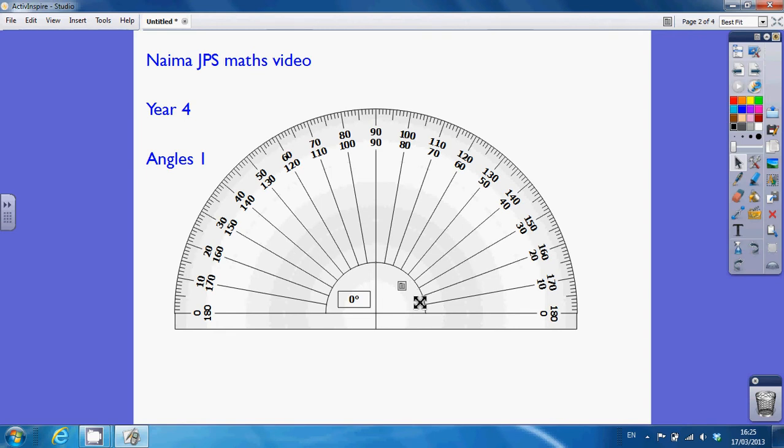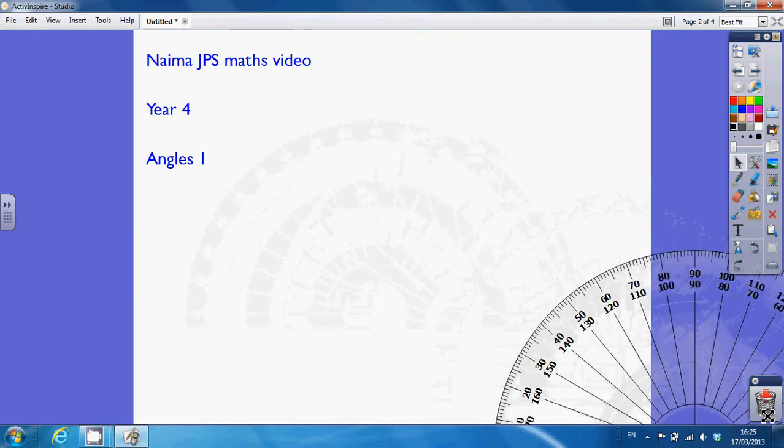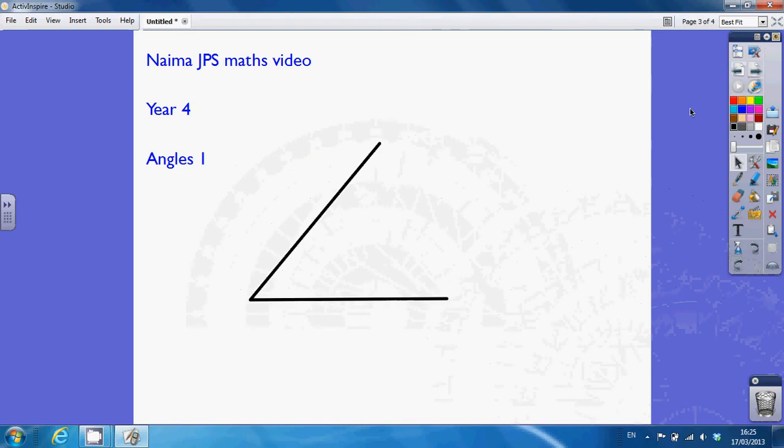Now the really important part of the protractor is this part where the two lines cross, and we're going to look at that in a second when we start measuring angles. So this is the most important part. Okay, let's move on to measuring the angles then.